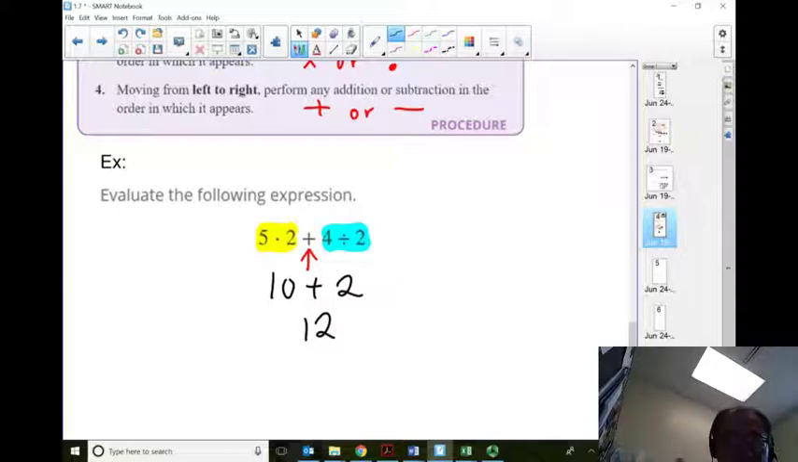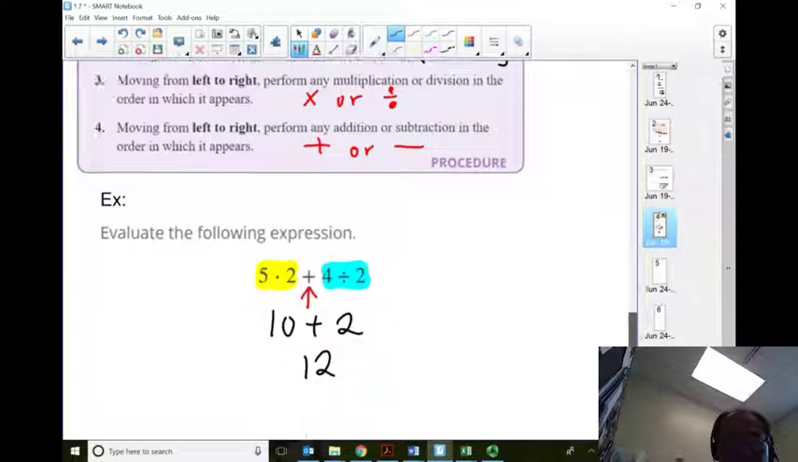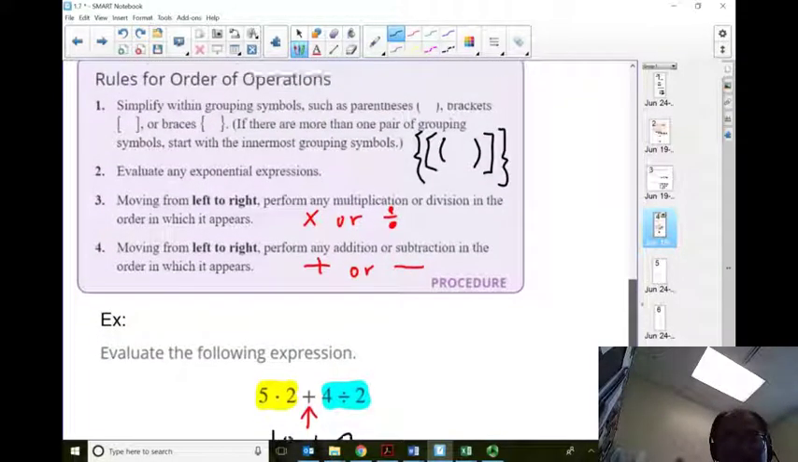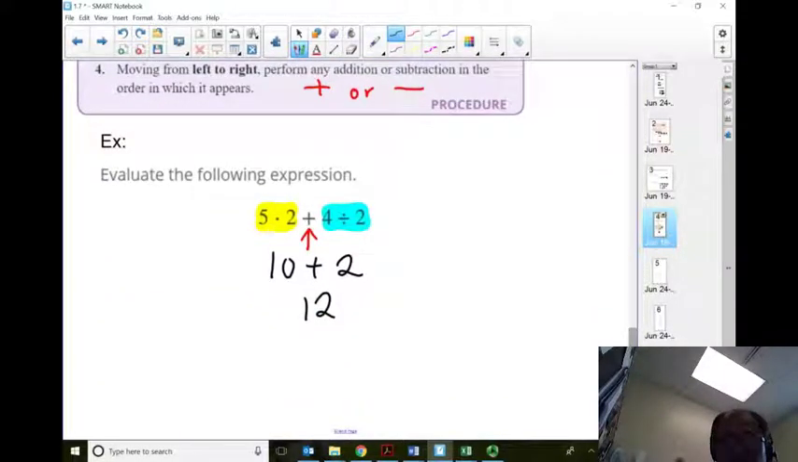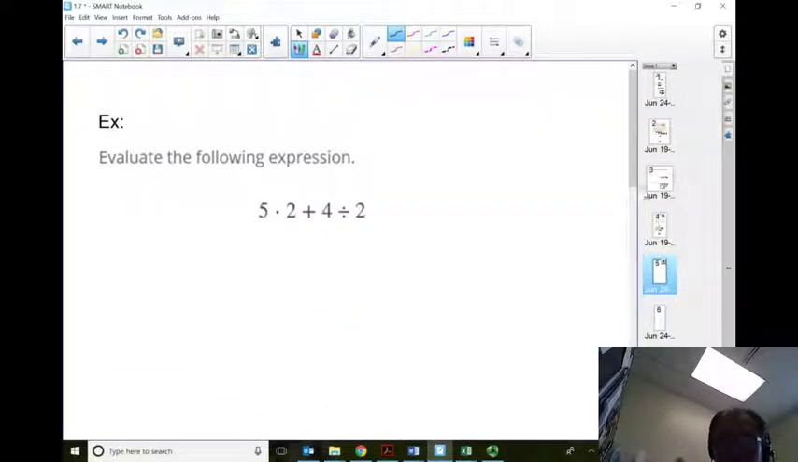If you break down problems the way I'm showing you, you will never violate the order of operations. A lot of times students violate the order of operations without even knowing they violated it. All right, let's continue. Oh, that's the same one. I'm sorry.